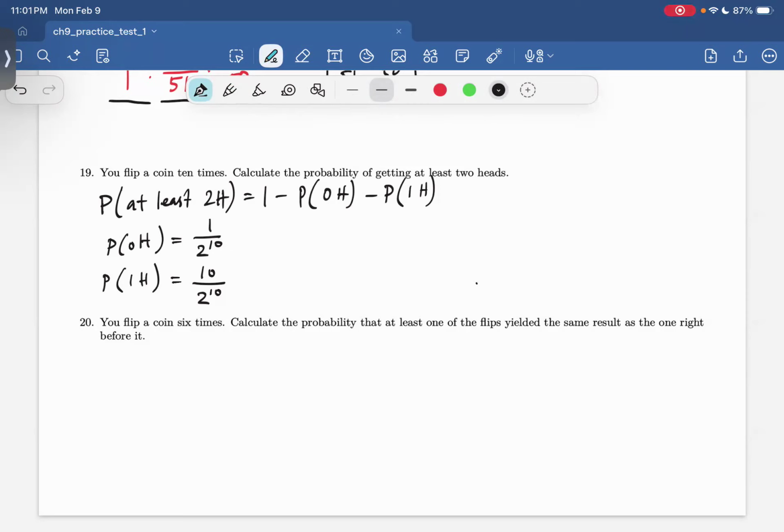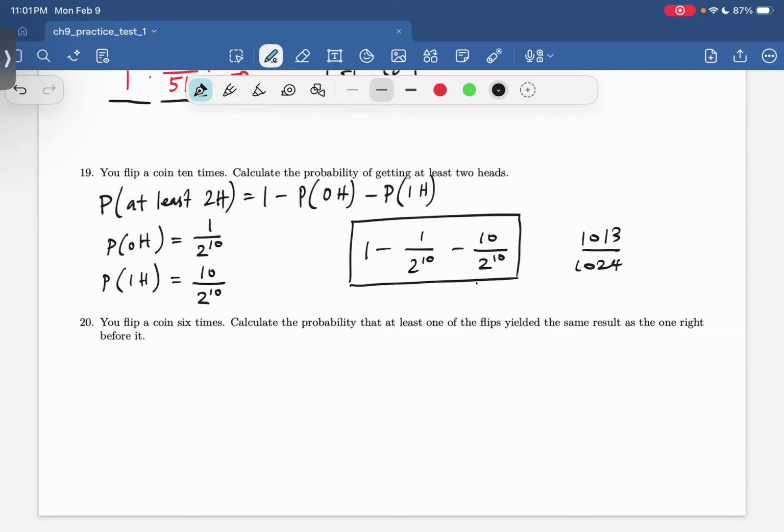So that means my answer is going to be 1 minus the probability of zero heads, which is 1 over 2 to the 10, minus the probability of one head, which is 10 over 2 to the 10th. You could also simplify this, right? This is 1013 divided by 1024.